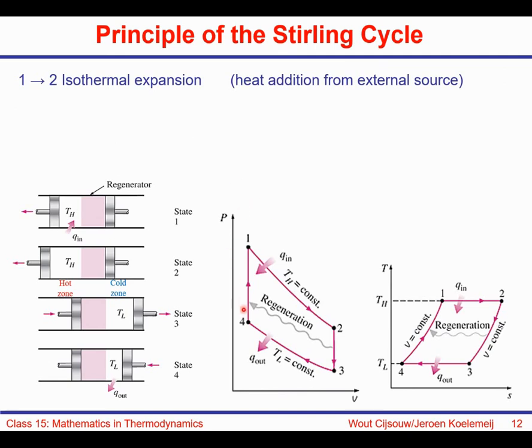So we saw this PV diagram before. This is the same cycle, but now expressed in the TS diagram. And here you see that this section and this section are clearly isotherms. And actually, let's take a look at the transition from state 1 to state 2.